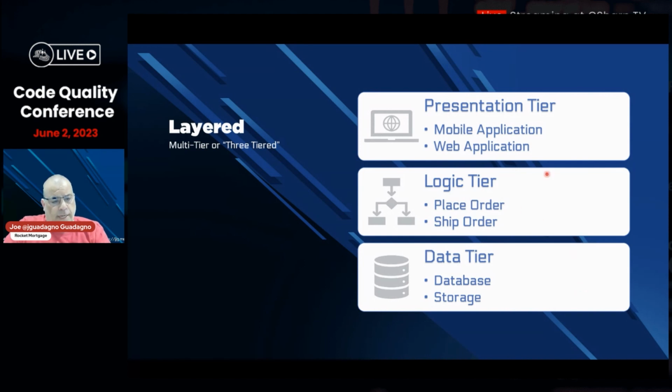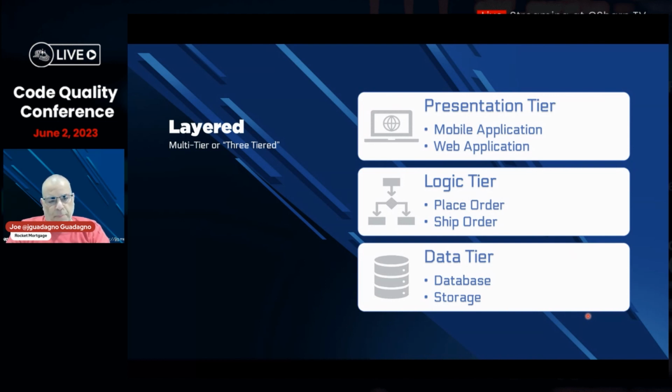In this particular case, I would have a data tier that stores my product list, my customer/client information, my ordering, as well as shipping information and stuff. And then the logic tier handles that interaction. So how do I place an order and how do I ship an order?